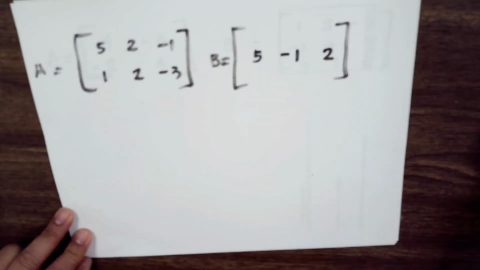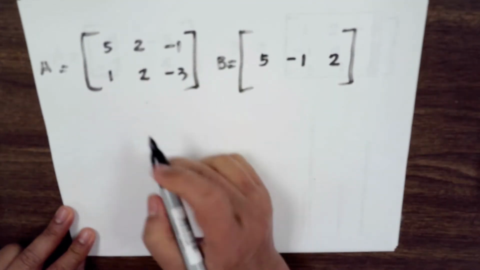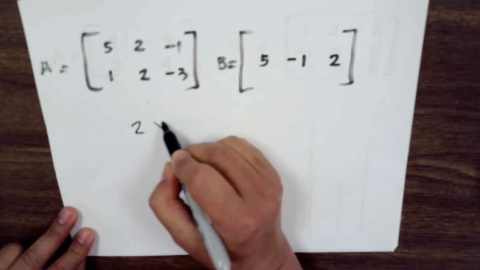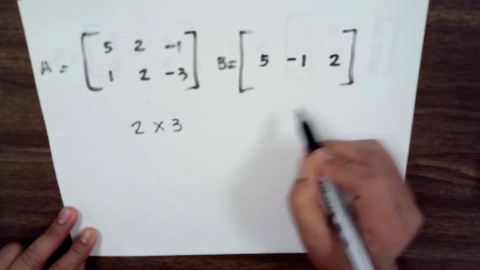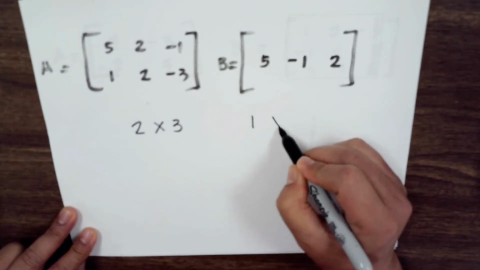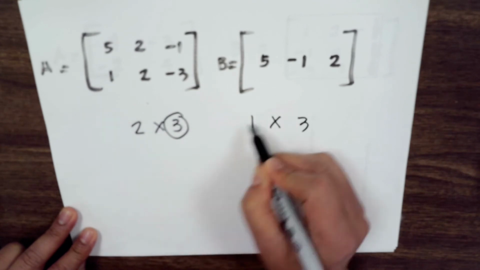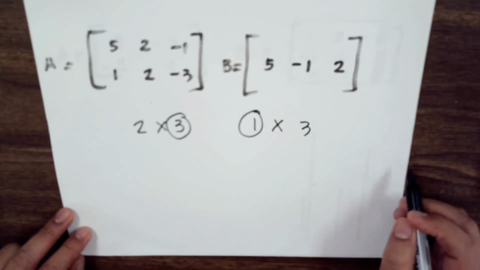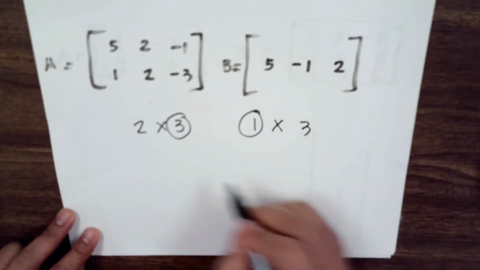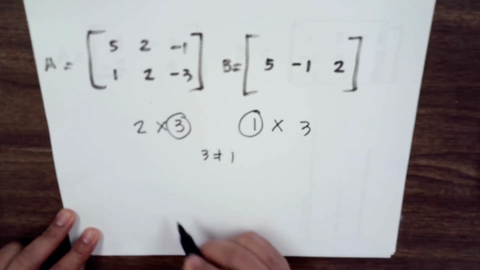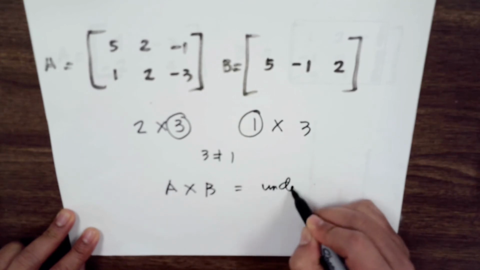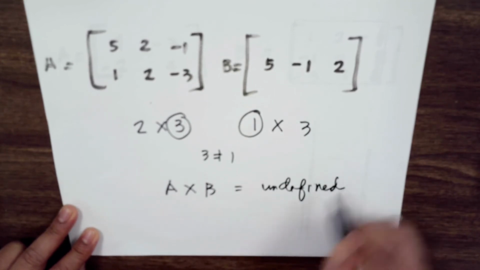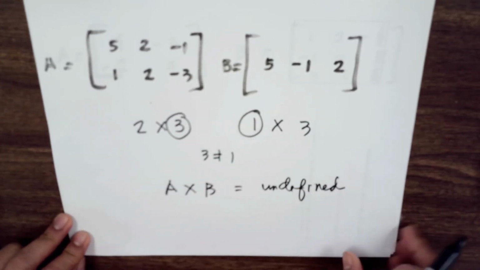Now let's find out if we can multiply this. So this has an order of 2 by 3. You have 2 rows and 3 columns. This has an order of 1 by 3. Since the inner values are not the same, 3 is not equal to 1, it means that the product between A and B is undefined. Means that for whatever reason, you cannot multiply these two matrices.